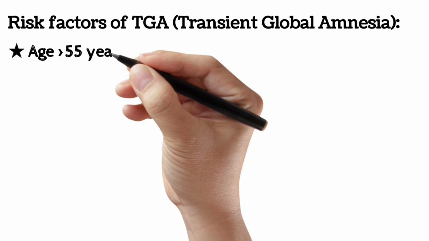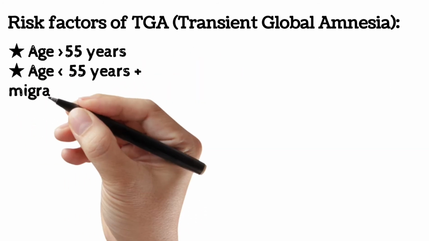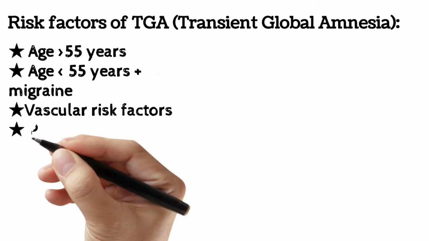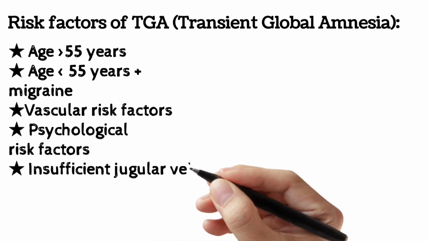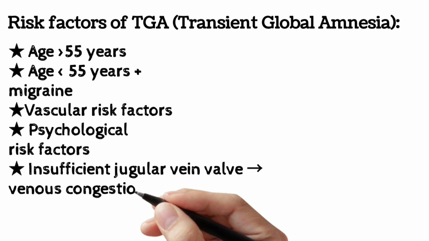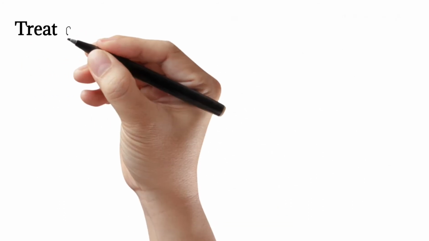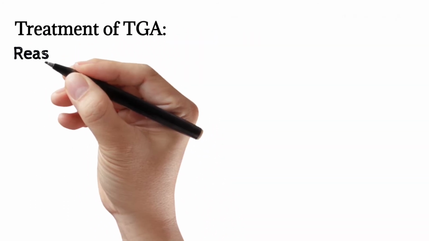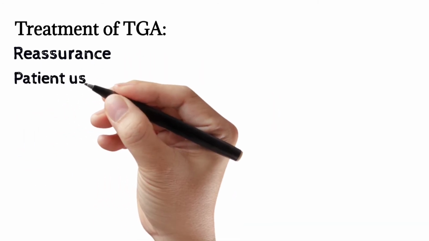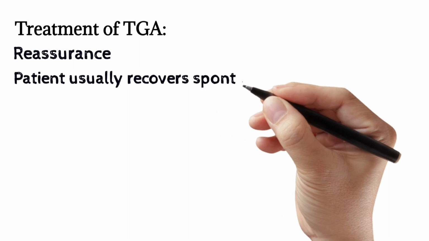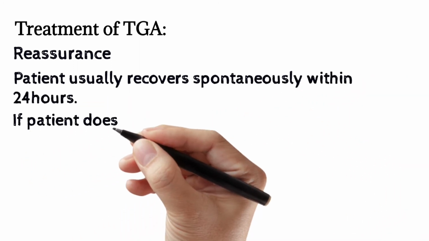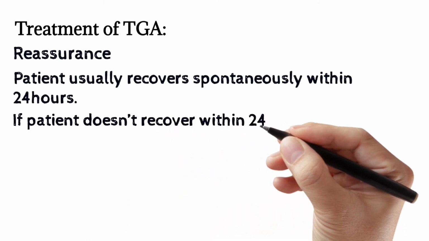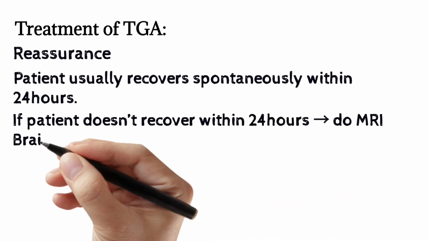What are the risk factors of TGA? Age more than 55 years, age less than 55 years with migraine, vascular or psychological risk factors, insufficient jugular vein valve causing venous congestion. Treatment of TGA: reassurance, because the patient will recover spontaneously within 12 to 24 hours. If the patient does not recover within 12 hours, do MRI brain, which looks similar to this.